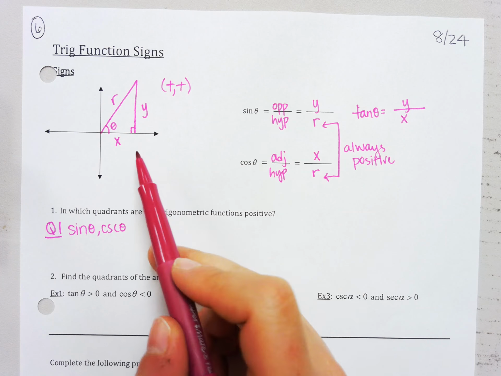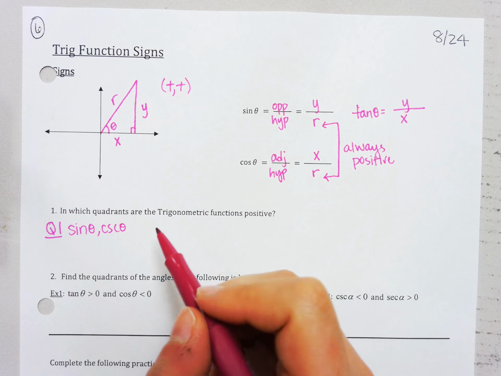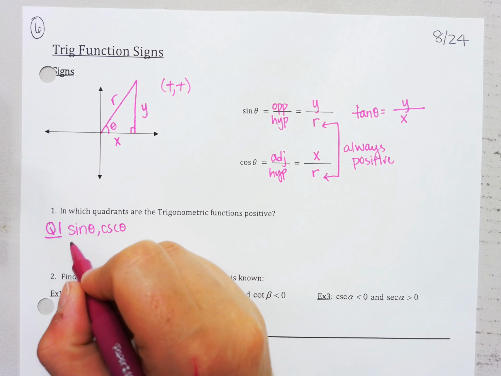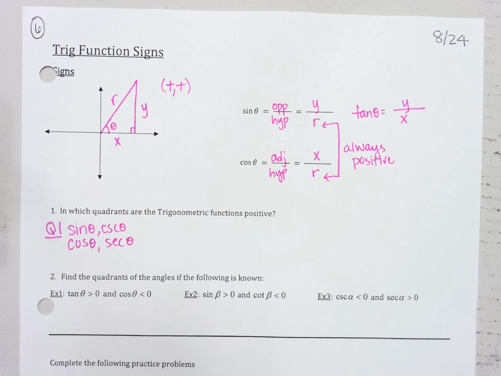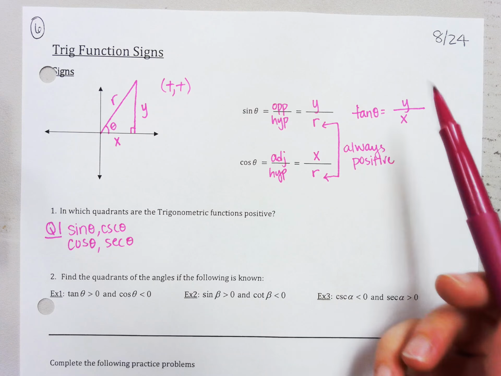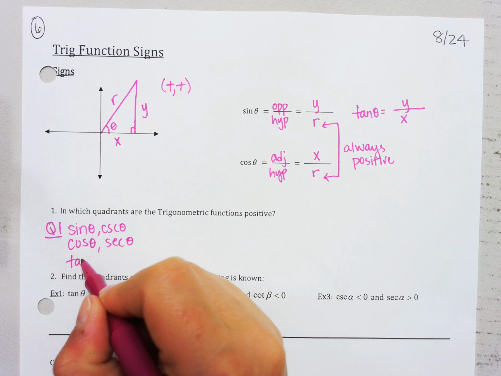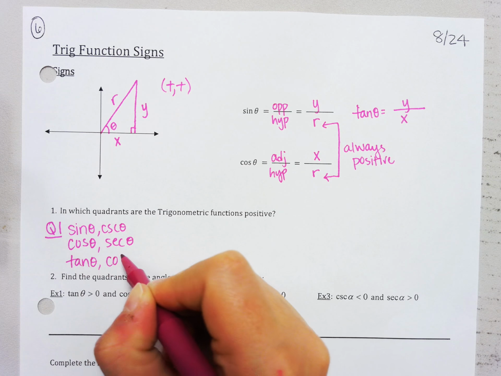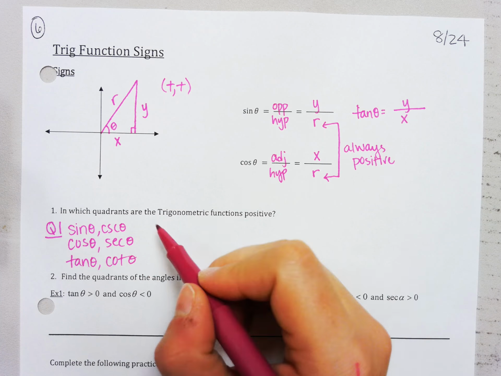Is my x value positive in quadrant 1? Sure is. So that means that my cosine ratio of our x value over our r is also positive in quadrant 1. So cosine and therefore secant is also positive in quadrant 1. And our tangent, the ratio of x and y, both these things are positive, so that means the ratio is going to be positive. So tangent is also positive in quadrant 1, as well as cotangent. So everything in quadrant 1 is positive.